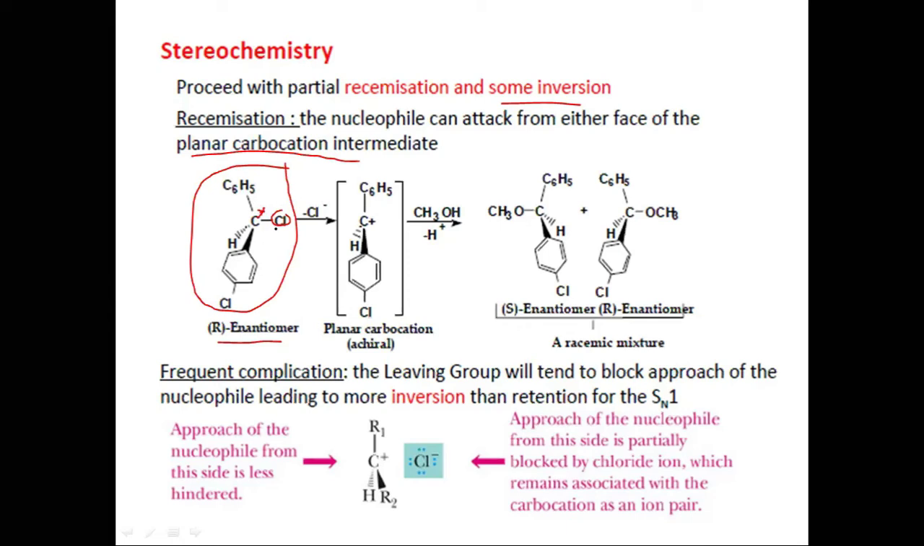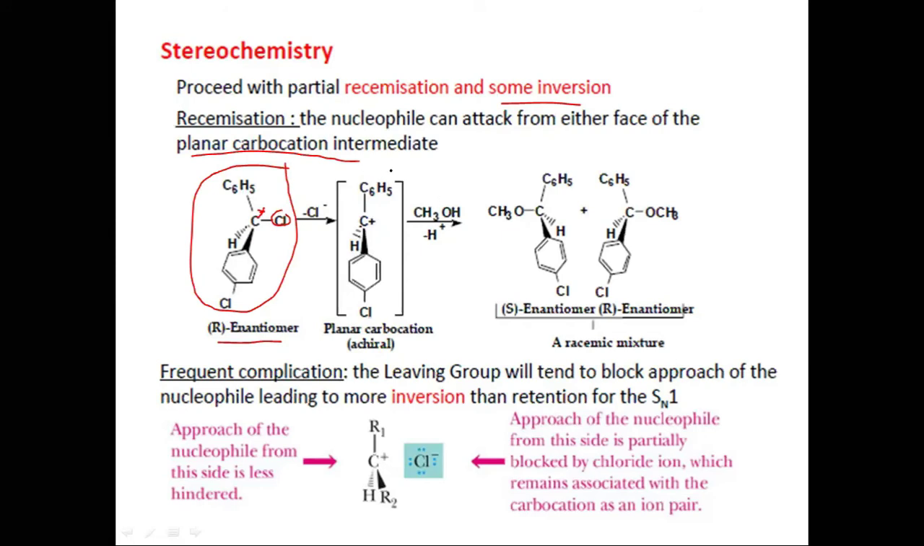Now, in this case, the first step during this reaction is the formation of a planar carbocation. So in the planar carbocation state, it has an empty p orbital, and all the substituents present on the carbon are in the same plane. So because of that, it is not chiral now.